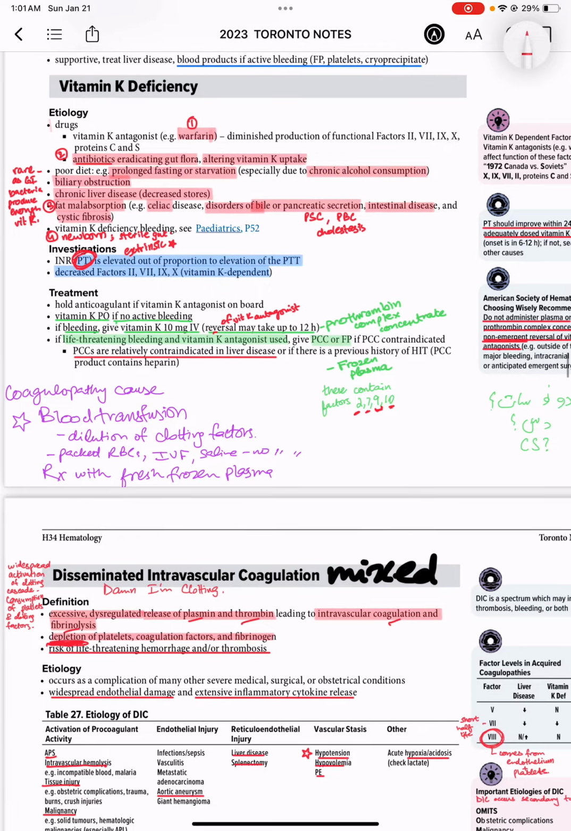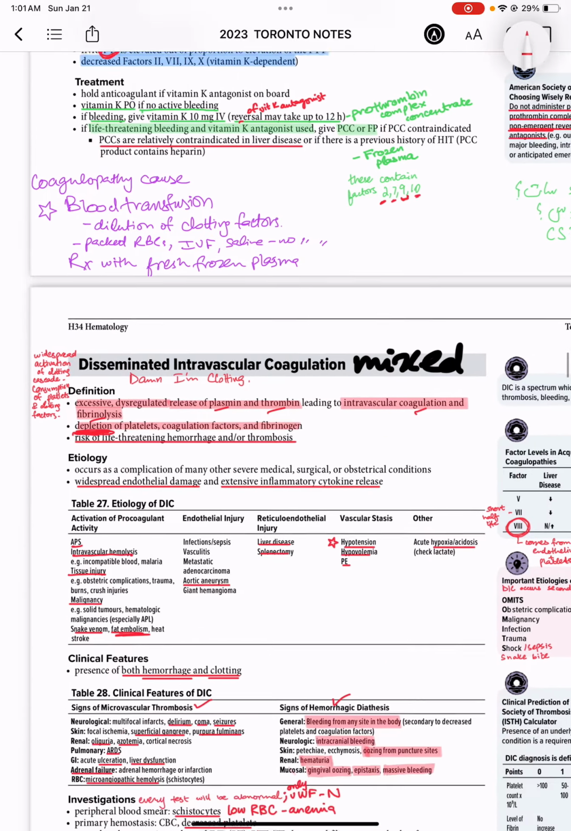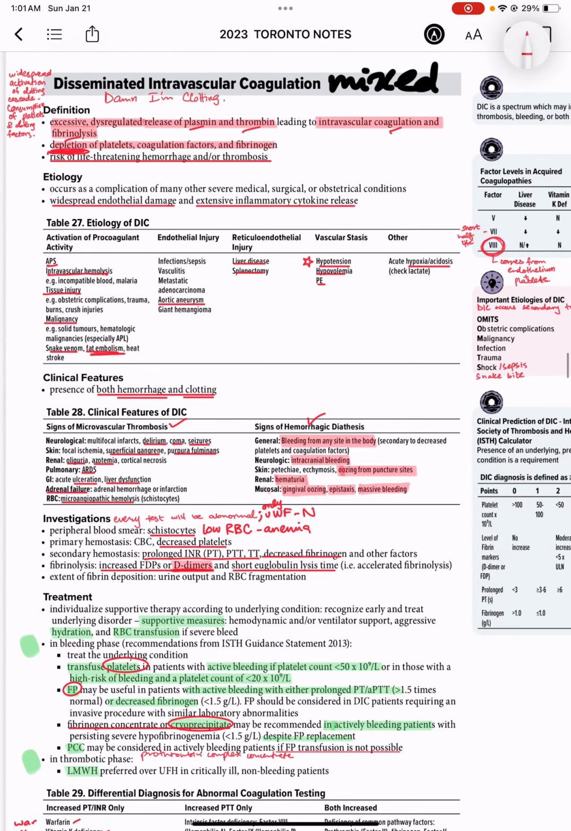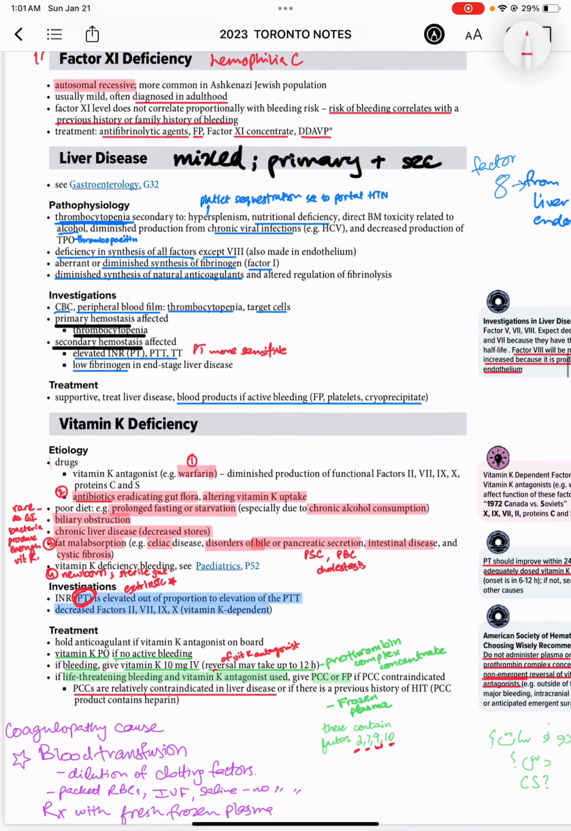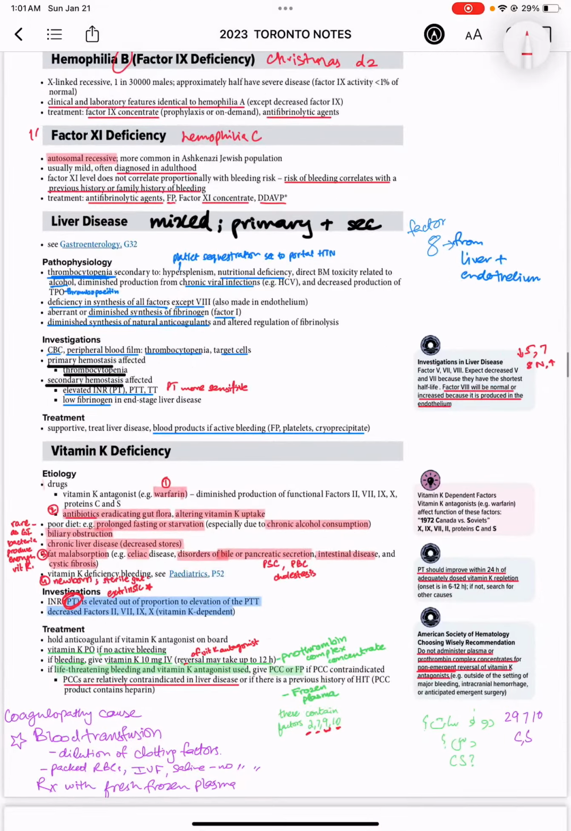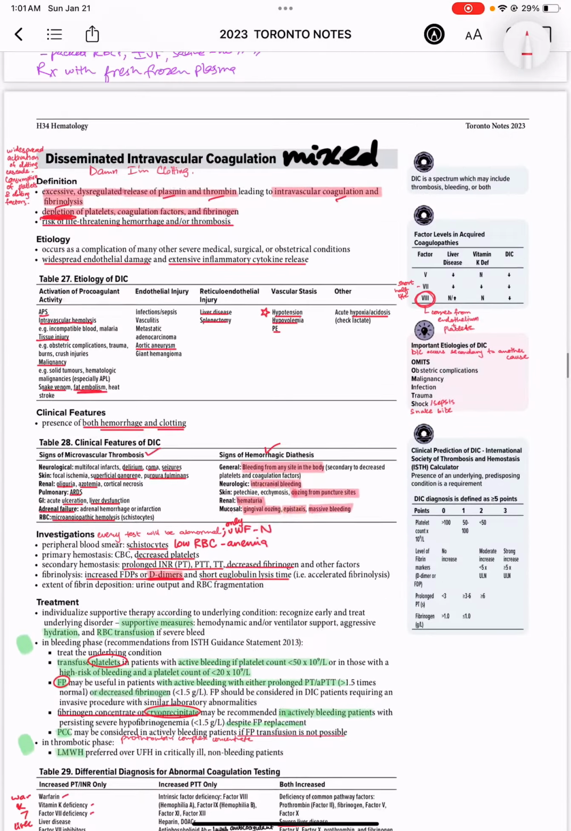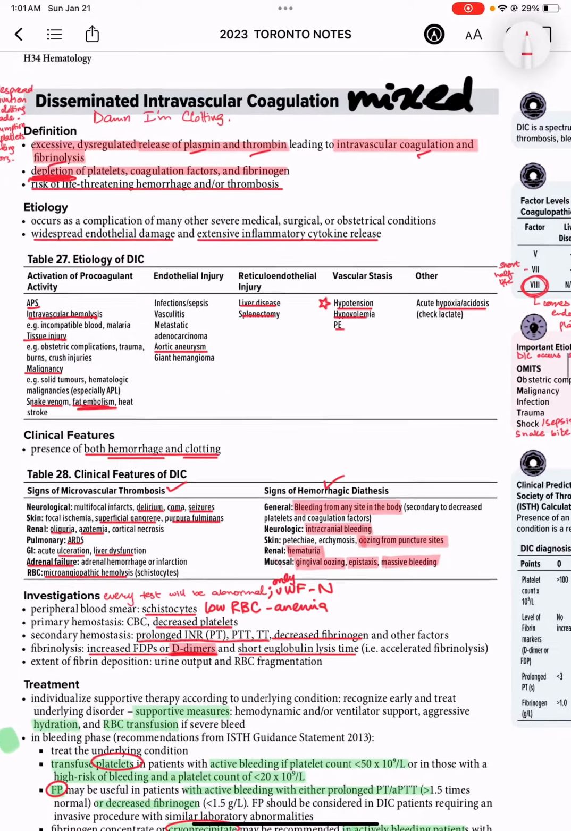So this is secondary hemostasis. Vitamin K deficiency would be secondary hemostasis, but DIC would be mixed. So DIC is mixed. Von Willebrand factor is mixed. It includes both problems. And liver disease, liver deficiency, this liver disease is mixed too. So let's quickly go through DIC.